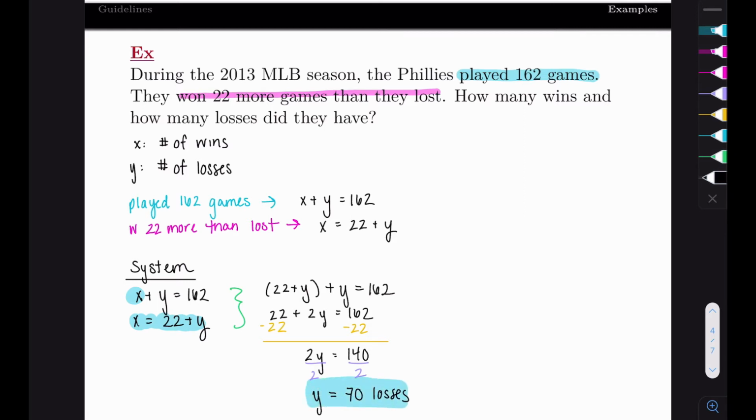Okay. Now we need to find x, but again, we go back to that first substitution we had. So x is equal to 22 plus y. So our wins is 22 plus 70 for a total of 92 wins. Okay. And so again, I don't need to check my answer, but yes, this definitely seems plausible. If I add the 70 and 92 together, it gives me that total of 162 games. So this seems reasonable, and it is our answer.